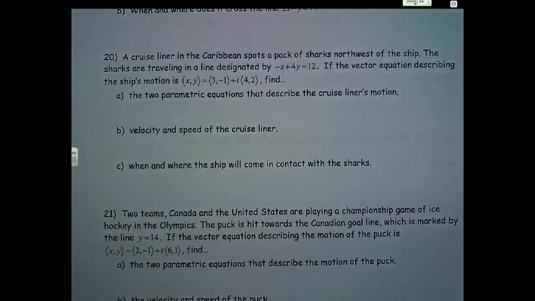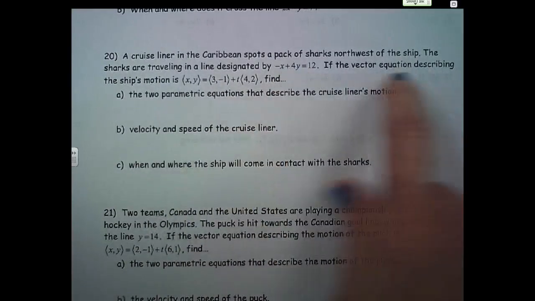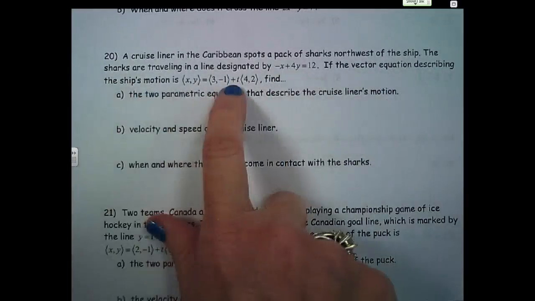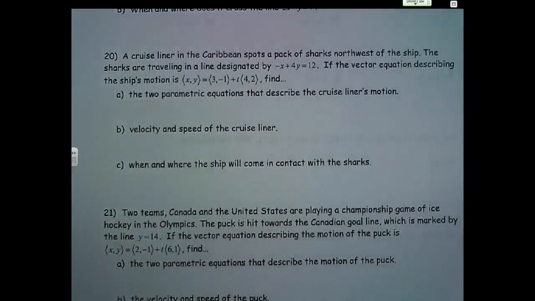Okay? So if you look at the problem to start off with, a cruise liner in the Caribbean spots a pack of sharks in the northwest of the ship. The sharks are traveling in a line, and it gives you the equation of the line. If the vector equation describes the ship motion as given in this equation, then you're going to find A, B, and C. Okay, let's start with A, the two parametric equations.